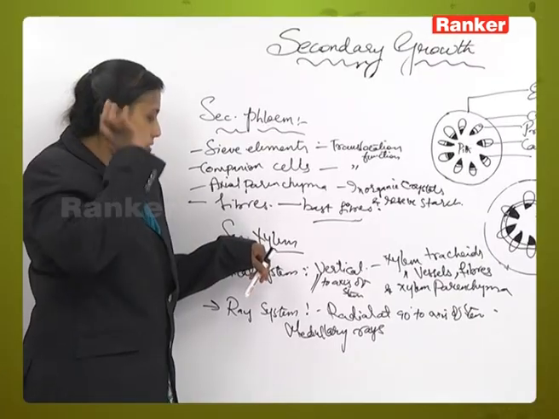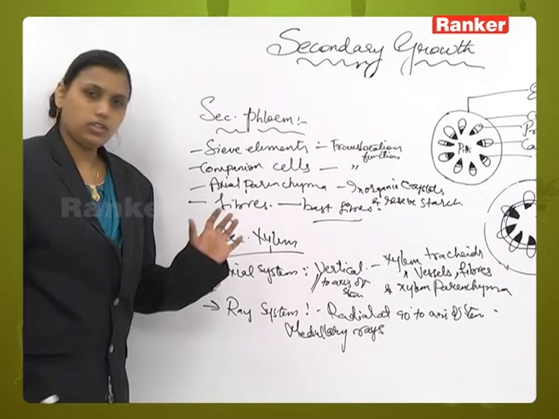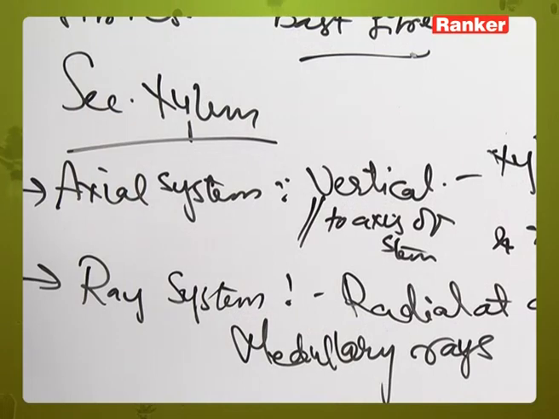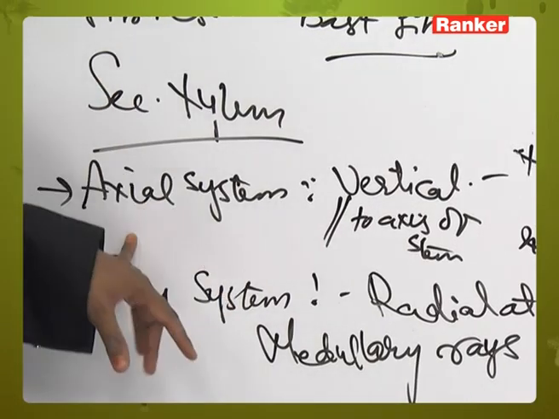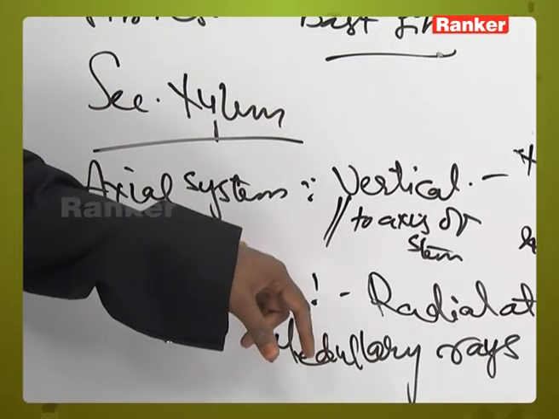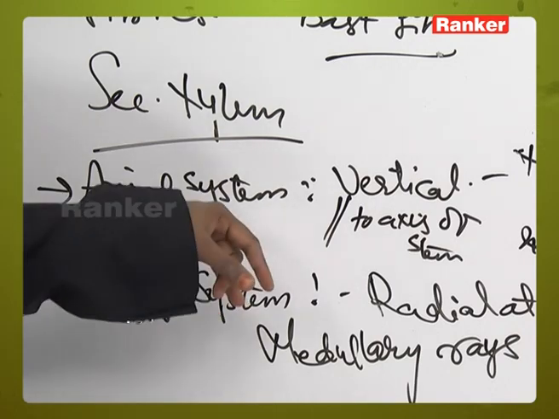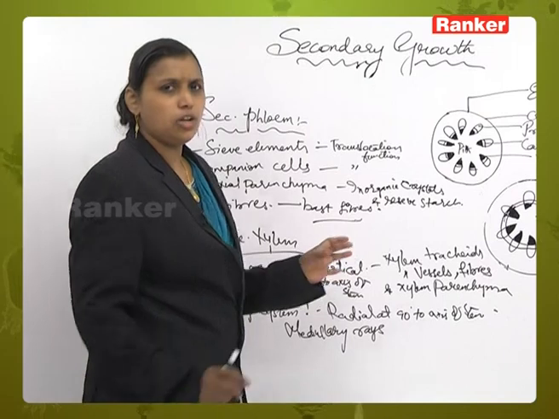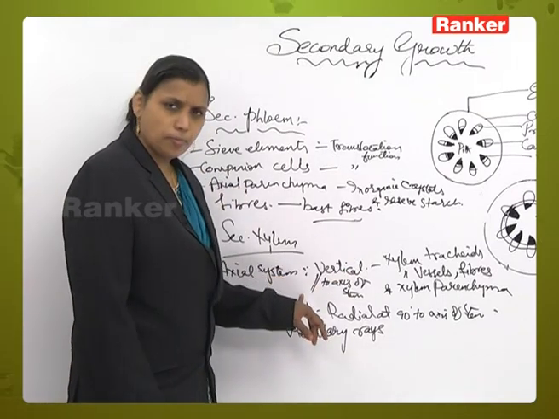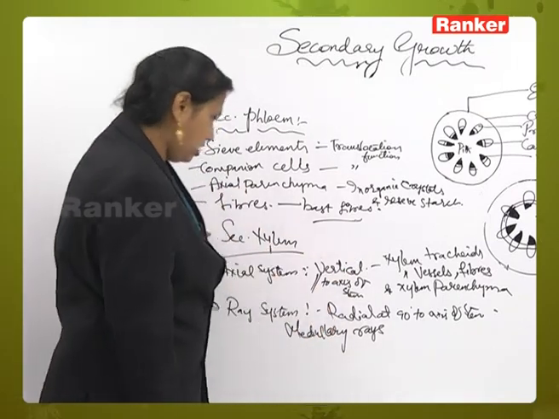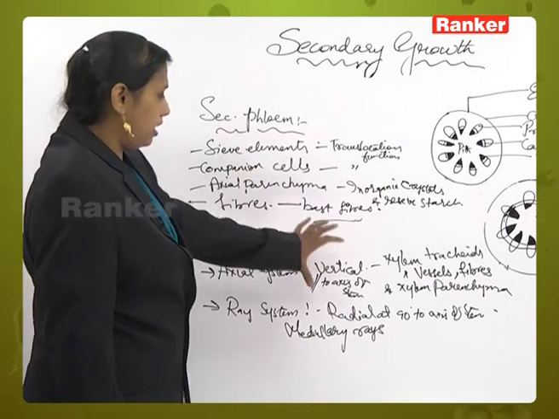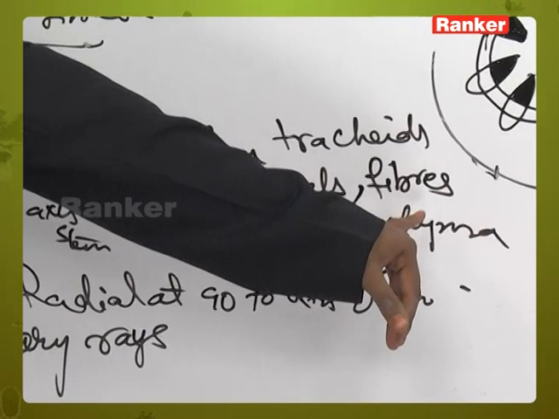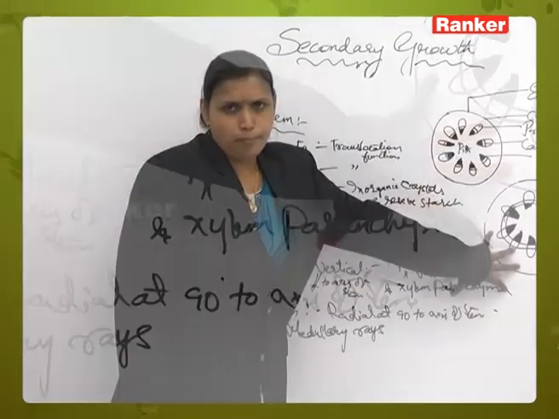Next we will talk about the secondary xylem. When we are talking about secondary xylem, here the secondary xylem is divided into two directions. One is called the axial system type of division, next is the ray system. In the axial system, the division of the secondary xylem tissue is vertical, and it is almost parallel to the axis of the stem. So in this axial system, we will see the different elements of xylem present: xylem tracheids, xylem vessels, xylem fibers, and also the xylem parenchyma.